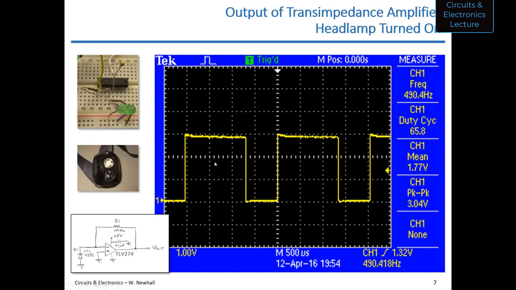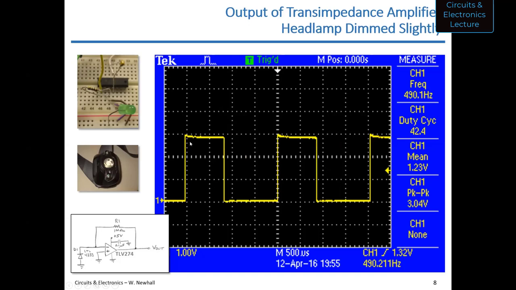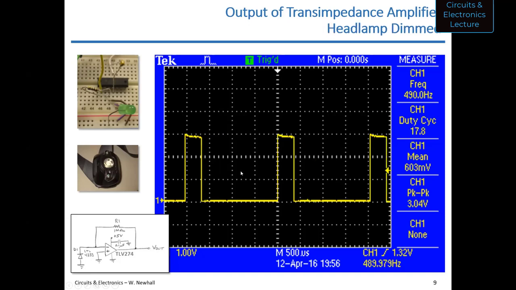Let me adjust dimming. But notice here that this LED working as a photodiode and this op amp, it's fast enough to catch these nice square transitions, right? Its slew rate is high enough compared to the frequency and the rise time and fall time of that light. So I'm actually seeing really interesting results here. So I dimmed the headlamp a bit, and as you would expect, the duty cycle falls. The frequency stays about the same at about 490 hertz, and the LED headlamp gets a little dimmer. Again, you see smaller duty cycle, same frequency.